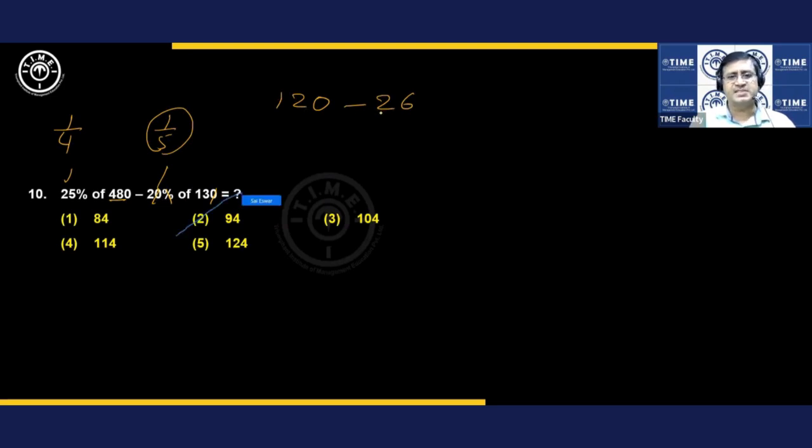120 minus 26. 120 minus 26, that is 94. The right choice, option number 2. Second choice is the right answer. Option number 2. So 1 by 4, that is 25%.